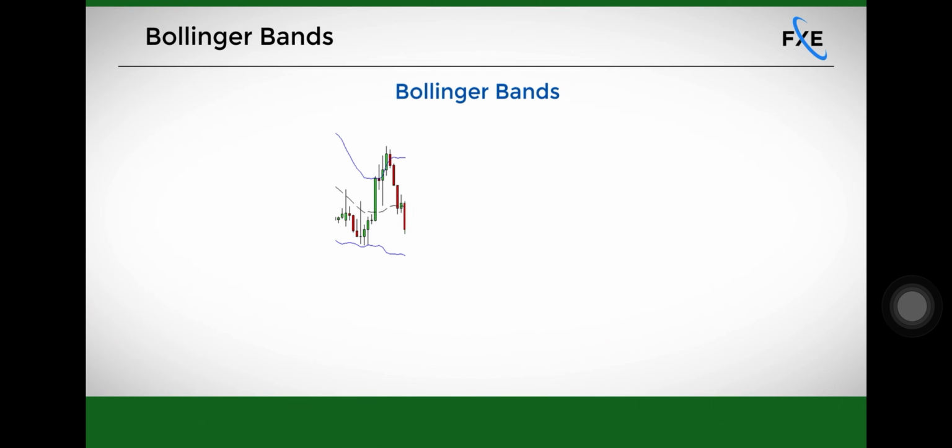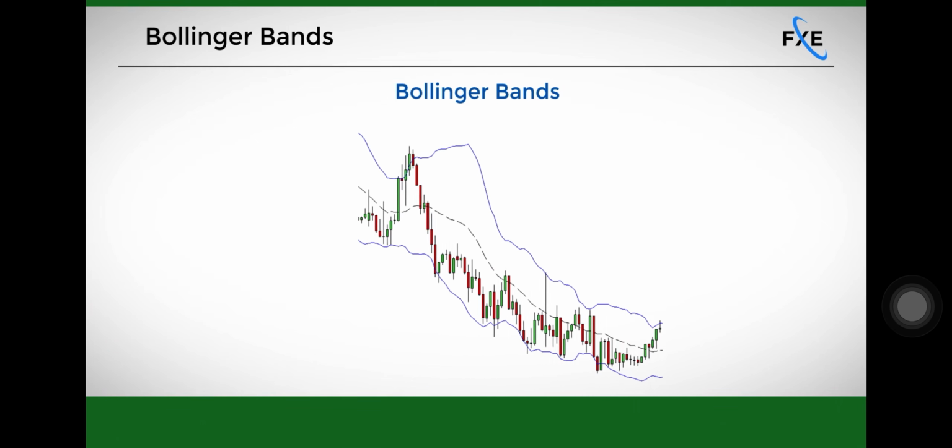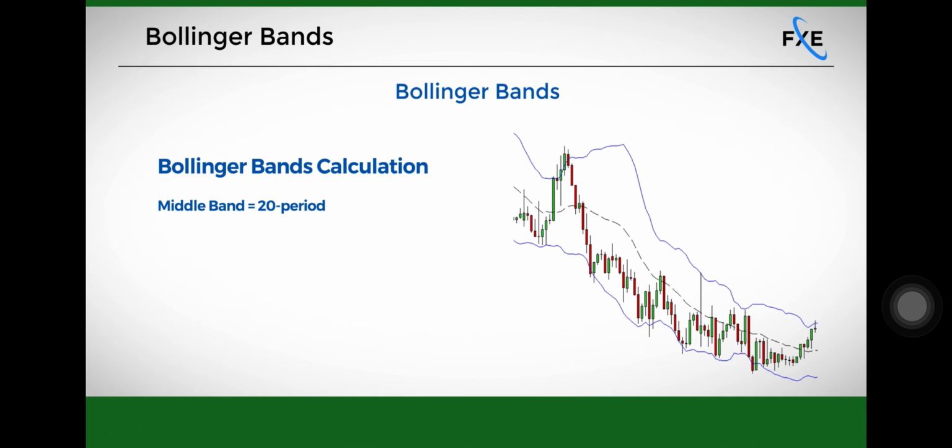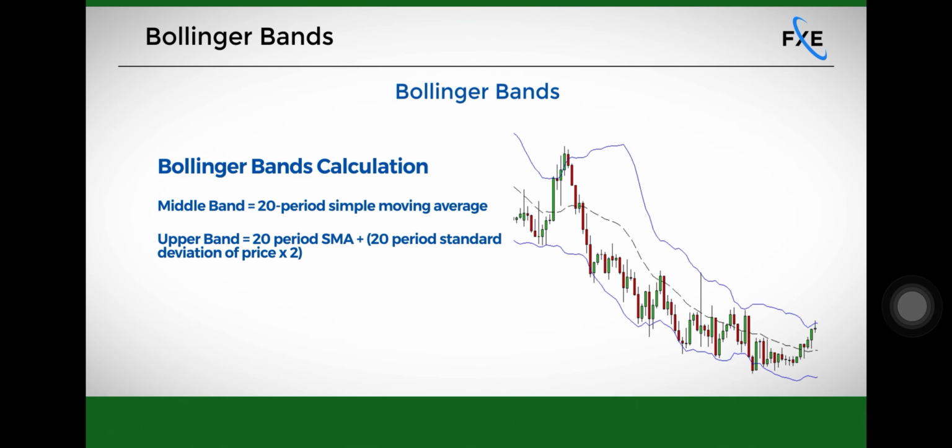Now let's look at how the Bollinger Bands are calculated for standard platform settings. As I mentioned earlier, the middle band is generally set at a 20-period simple moving average. The upper band is a 20-period simple moving average plus a 20-period standard deviation of price multiplied by 2. The lower band is a 20-period simple moving average minus a 20-period standard deviation of price multiplied by 2.